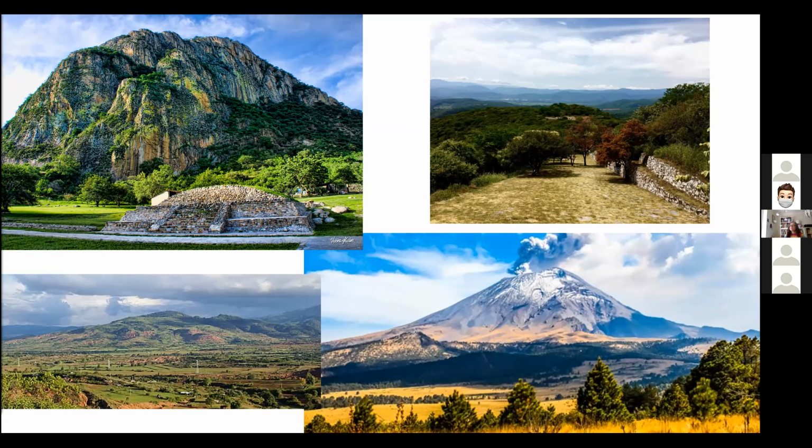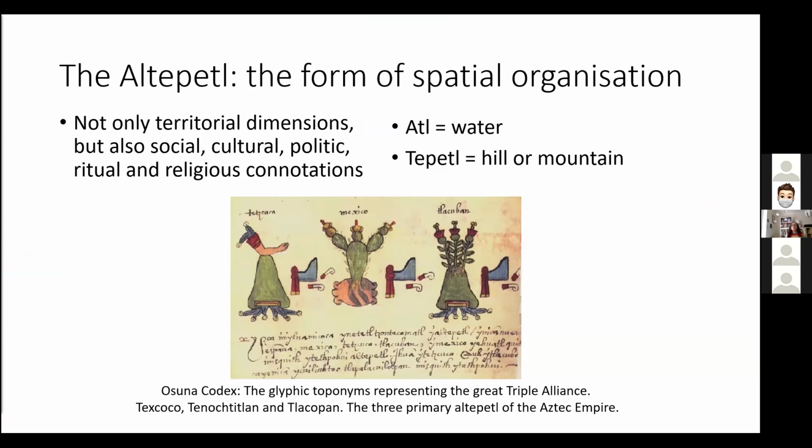And so having this premise in mind, we can also start to see how territorial organization for Mesoamerican societies would have been then completely different. So the Altepetl, which was the form of spatial organization of the Nahua ethnic group to which the Aztec belonged, had not only a territorial dimension in terms of land division, but it also had social, political, cultural, ritual, and religious connotations. And when the Spanish arrived, they see the Aztec spatial organization and translate the word Altepetl as town or city. But the word Altepetl is basically a combination of 2 of the most important concepts in Aztec cosmogony. Atl, which means water, and Tepetl, which means hill or mountain.